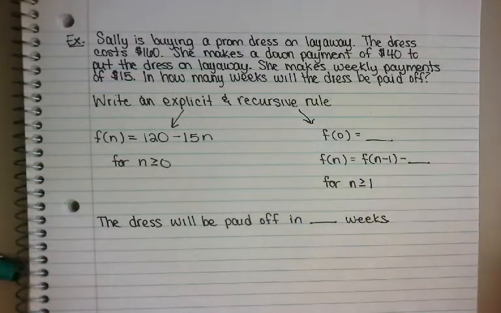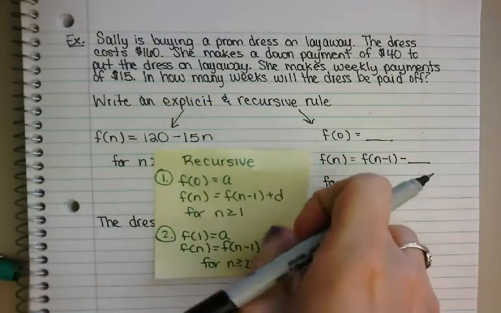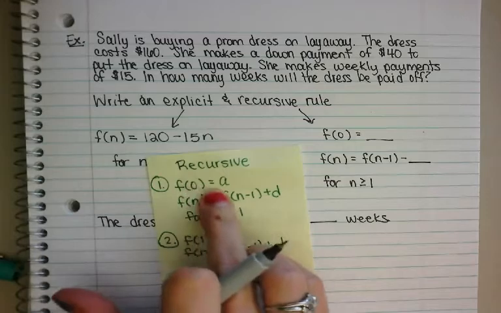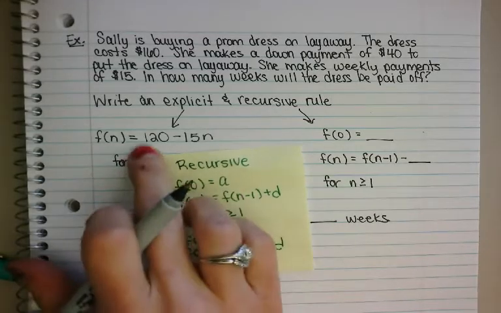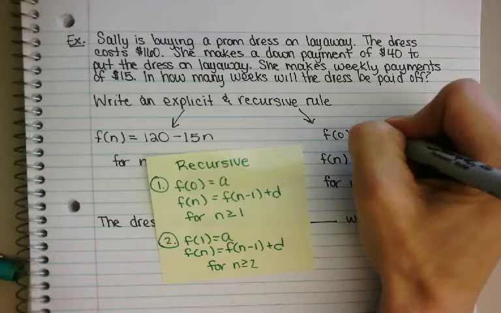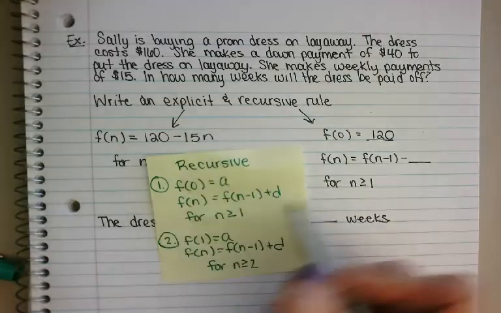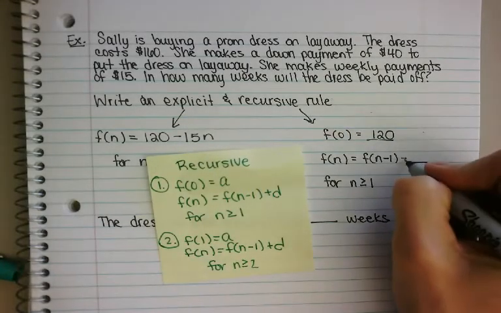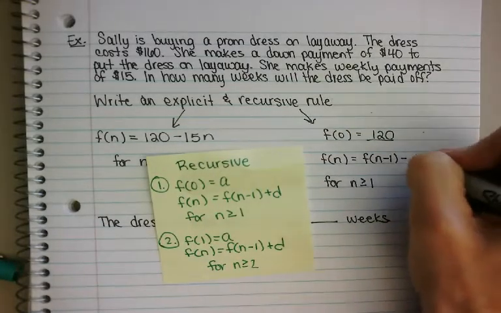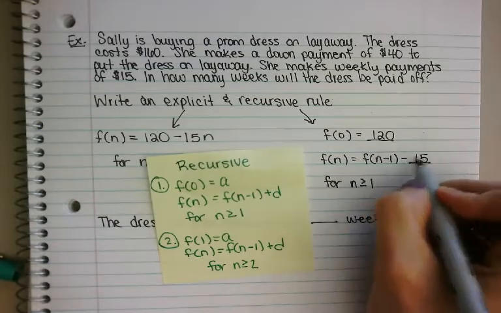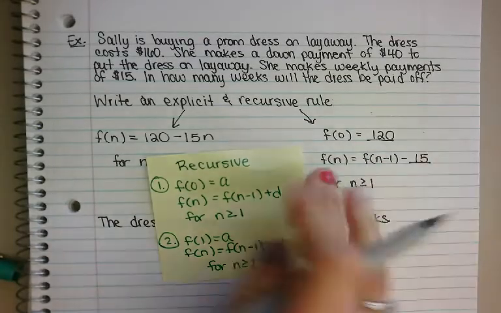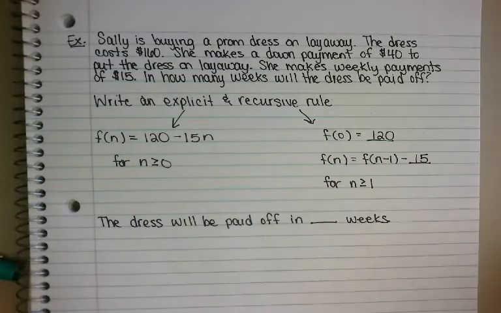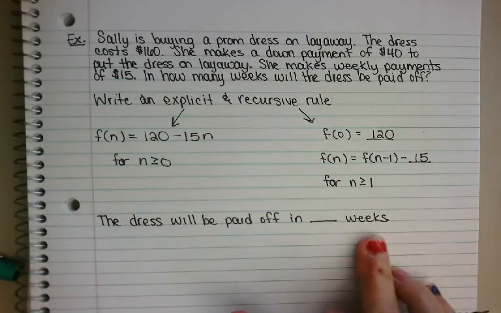Now if I want to write my recursive rule, okay, so my recursive rule is like, well, what is her initial amount that she still has? So she still has 120. What was her common difference? Well, she was paying $15, so she was deducting that from what her balance was, for n greater than or equal to 1. So then it says, well, how long is it going to take for the dress to be paid off?